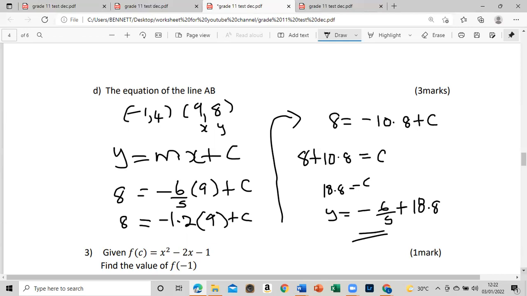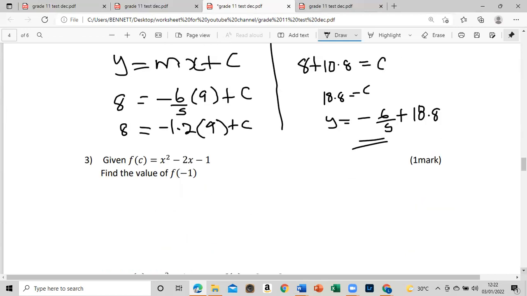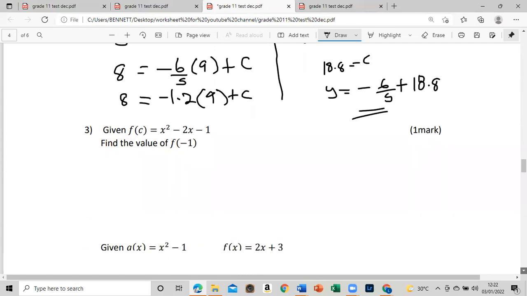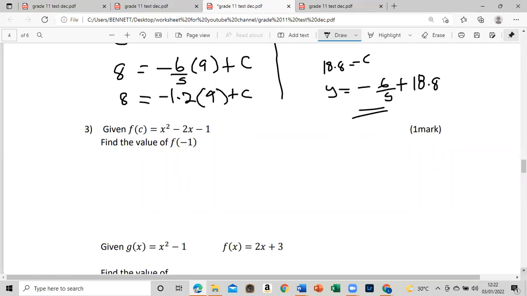Alright, let's look at this one now. It says given that f of x is equal to x squared minus 2x minus 1, find f of negative 1. This is what we call a function. So let's put the number into the function, right? So let's replace x in x squared minus 2x minus 1. So negative 1 for x.